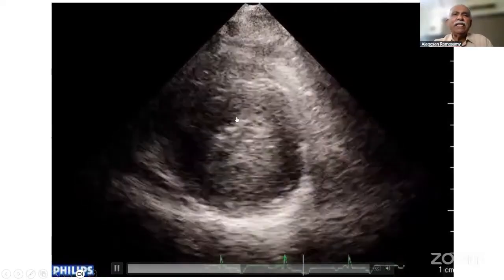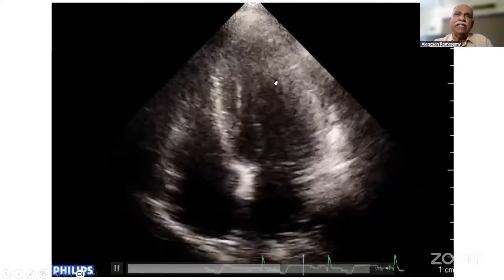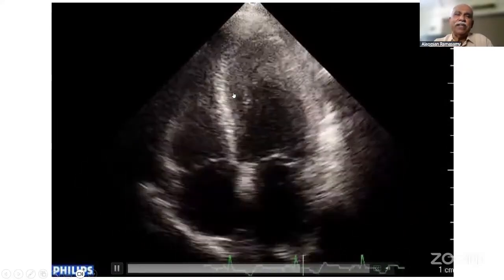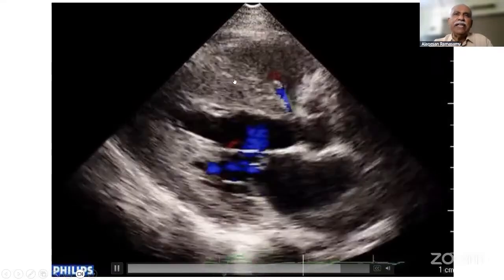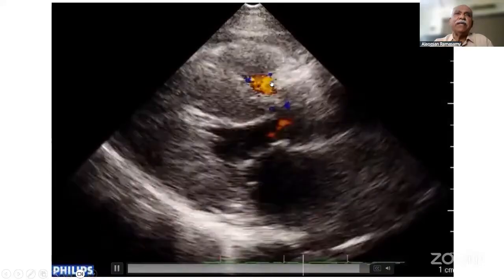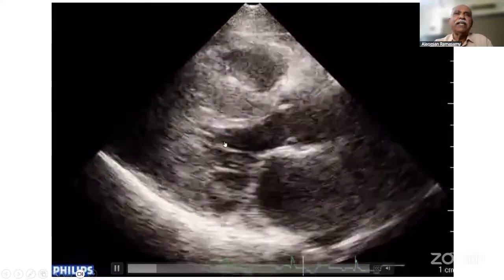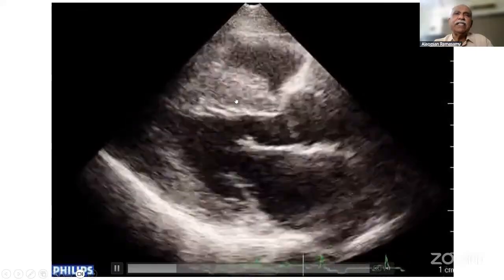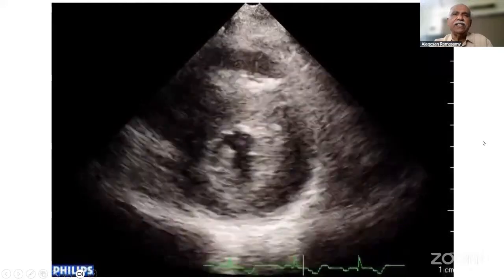Usually, when the wall thickness is more than 15 millimeters, we have to consider hypertrophic cardiomyopathy. If the wall thickness is more than 20, usually it is primary and almost say it is due to hypertrophic cardiomyopathy. When the thickness is between 13 to 20, then we have to entertain all the other causes, secondary causes of left ventricular hypertrophy.